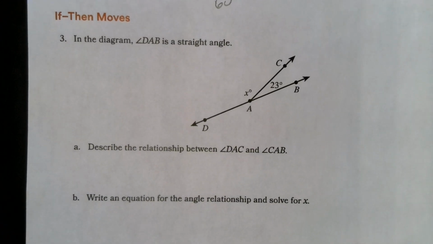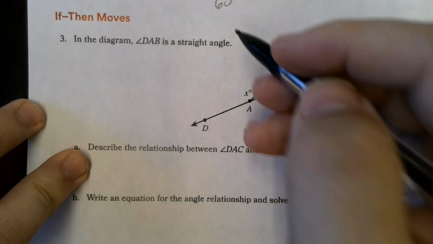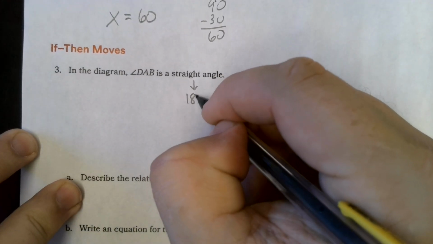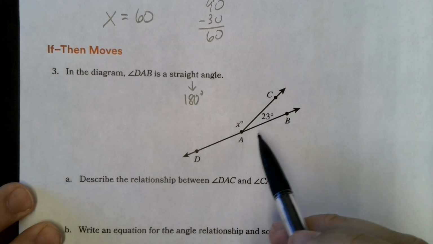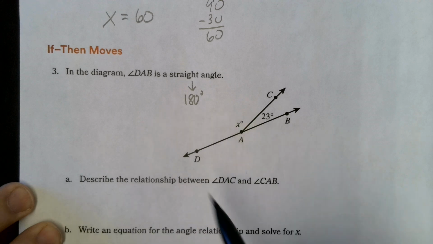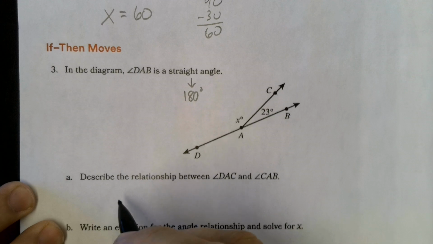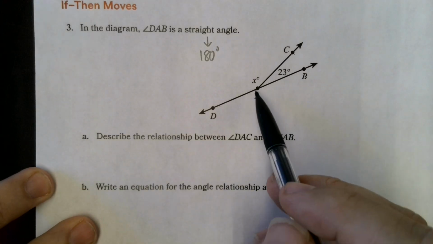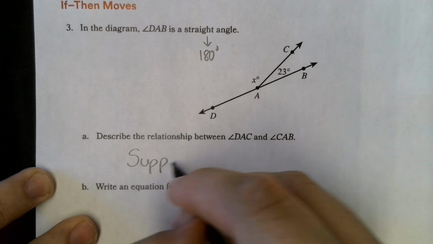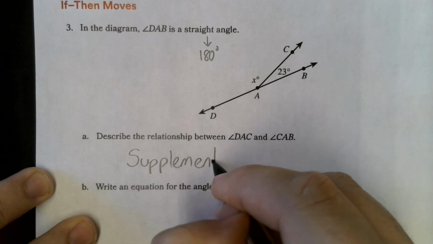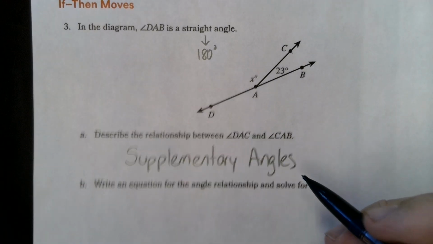In question 3, it says angle DAB is a straight angle. That means it's 180 degrees. If I have two angles that create 180 degrees, so we have DAC and CAB, these two angles add up to 180. So that would tell me they are supplementary angles. The angle relationship is that they are supplementary angles.